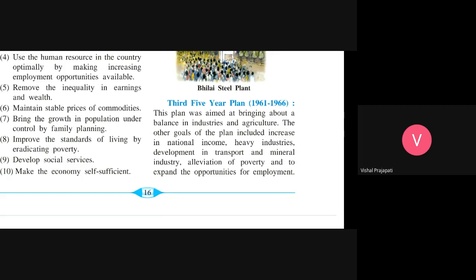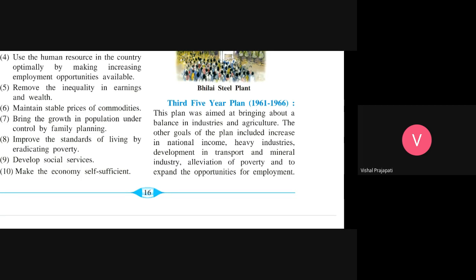So see here, in the third five-year plan, the Indian government tried to bring about a balance in the agriculture field as well as the industrial field. It means we have to make a balance between the agriculture field and the industrial field. By developing the industrial field, we can employ more people in industry, so that fewer people will work in agriculture and the load on the agriculture sector will reduce.